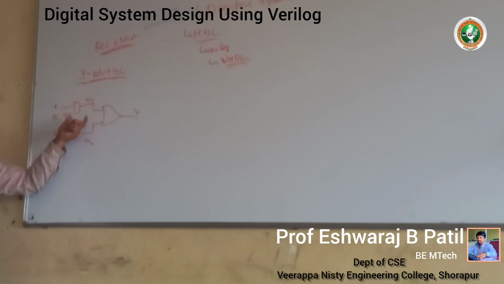But the connection between the two gates we call interconnections or wires. We can express that a wire is nothing but the interconnection between these two.